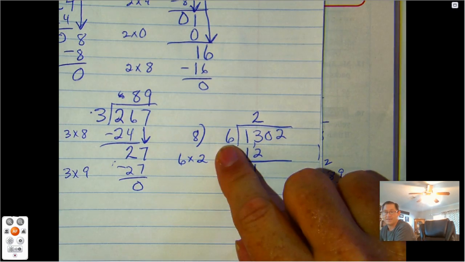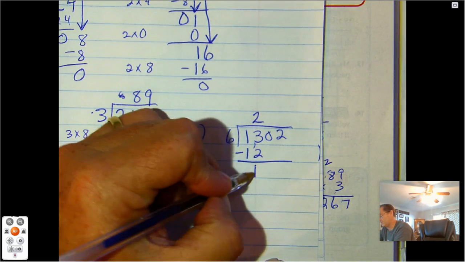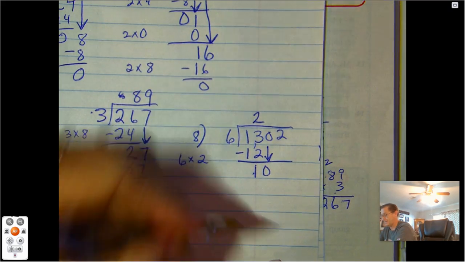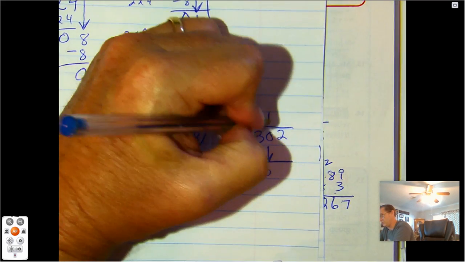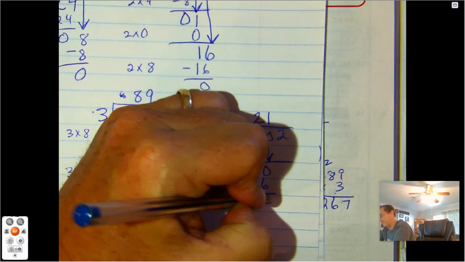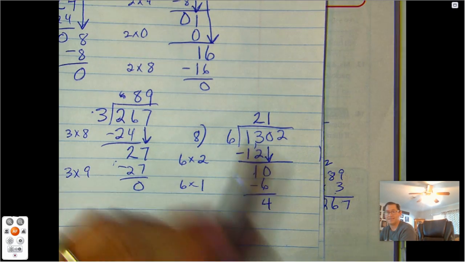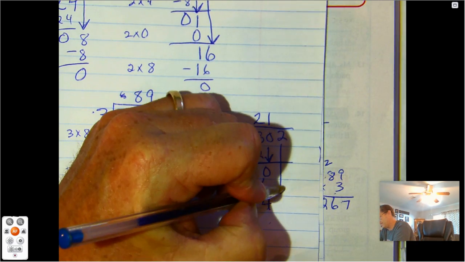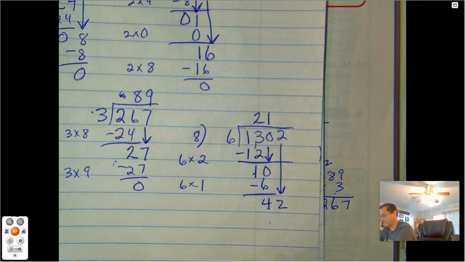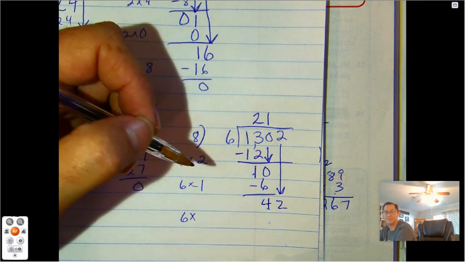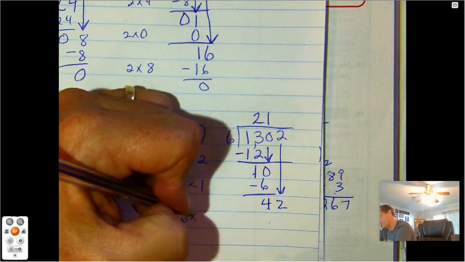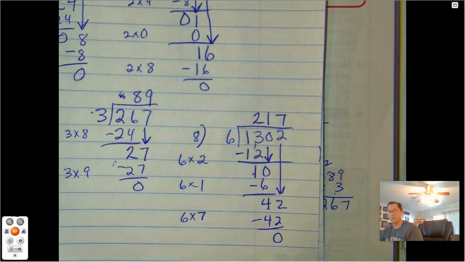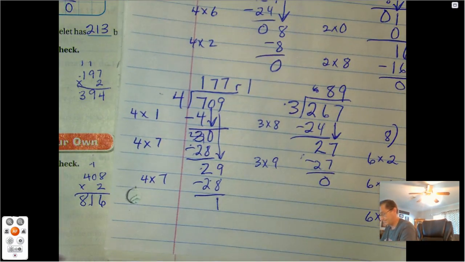I can't share that equally with 6 groups. I'm going to trade those for 10 tens plus the 0 tens that we already have. I can share 1 ten into each group. That leaves me 4 tens. I can't share 4 tens equally with 6 groups, so I'm going to regroup those as 41 ones plus the 2 ones we already had. I know that 6 times 6 is 36. 6 times 7 is 42, with nothing left over. So we're saying number 8 should be 217.